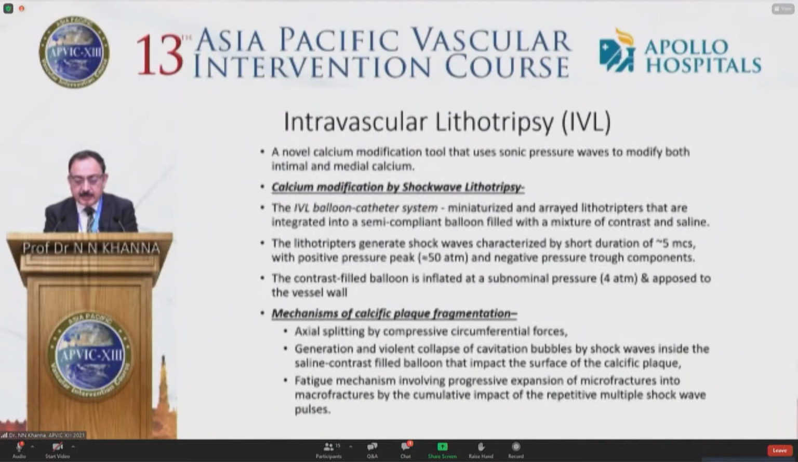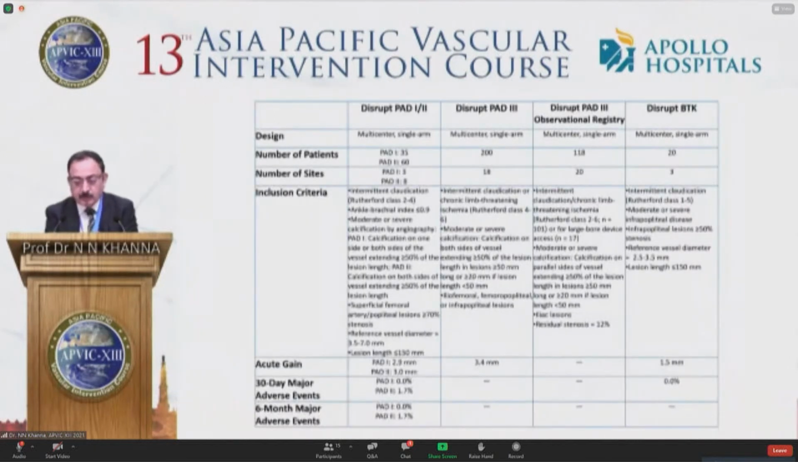And there is an axial splitting of compressive circumferential forces. It generates violent collapse of cavitation bubbles by shock wave inside the saline-filled balloon which impact the surface of the calcium. And there is a fatigue mechanism involving the progressive expansion of microfractures into macrofractures, and this leads to fragmentation and fracture of the calcium.